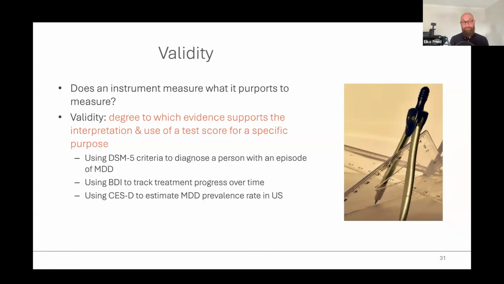And a scale really needs to be valid for a given purpose before you can use it. Just because the BDI might be valid for tracking treatment progress does not make it valid automatically to estimate prevalence rates, obviously.